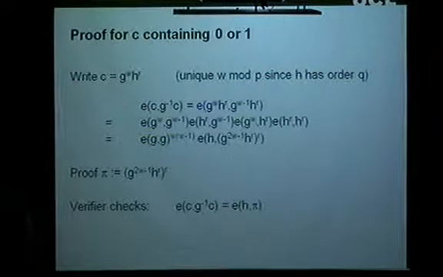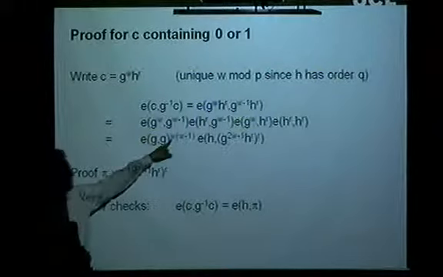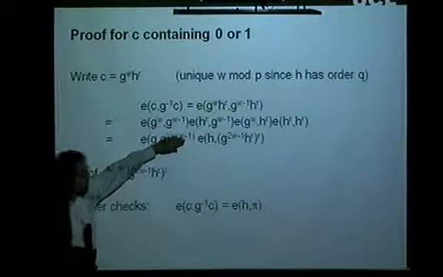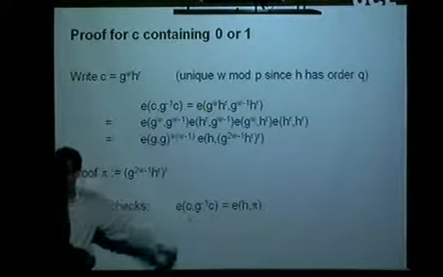And it's easy to see that it's perfectly complete, right? Because if w is 0 or 1, then this term here cancels out. There's nothing left. And indeed, we would have this equality.